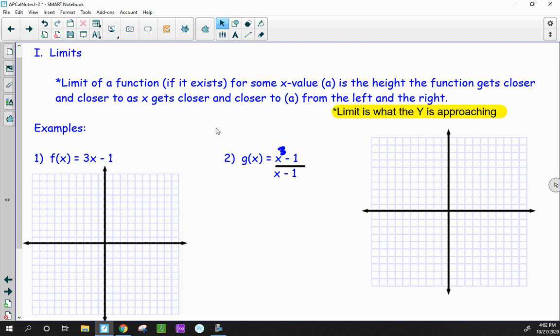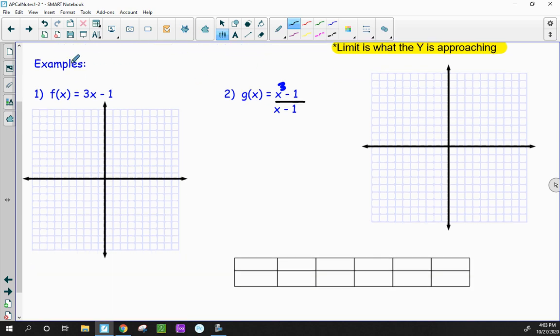One of the three big ideas in calculus is a limit. A limit of a function, if there is one, if it actually exists, for some x value, and the book will call it a, is the height the function gets closer and closer to as x gets closer and closer to a from the left and the right. So a limit basically is the height of the function. That's the key part. The limit is what the y is approaching.